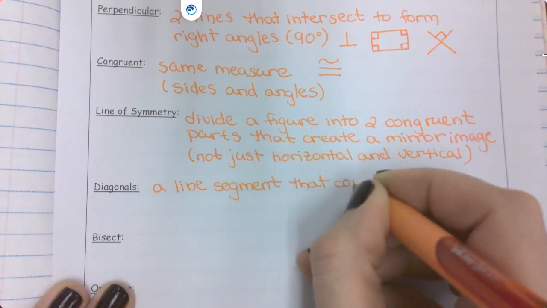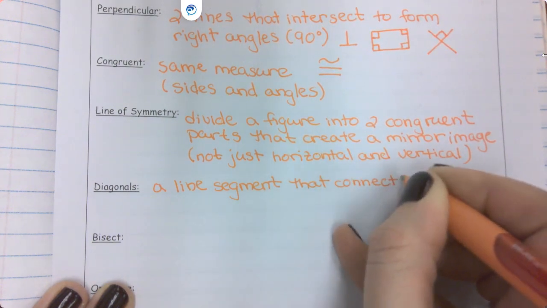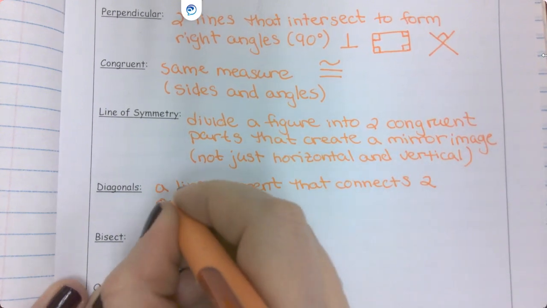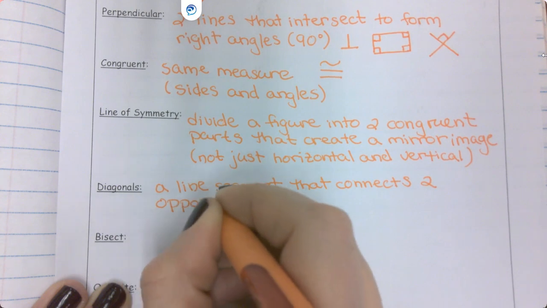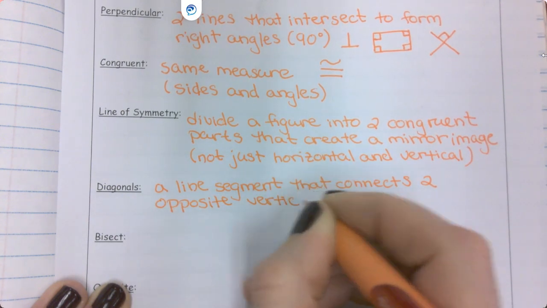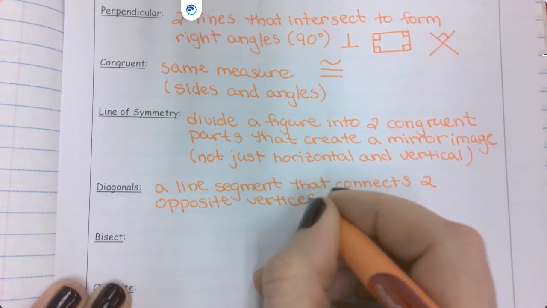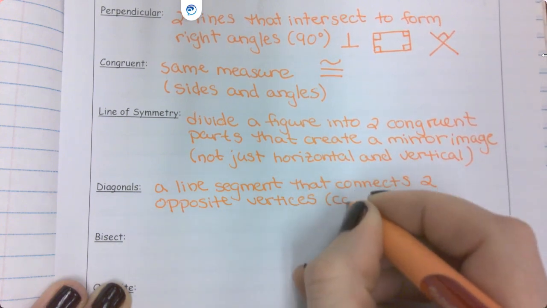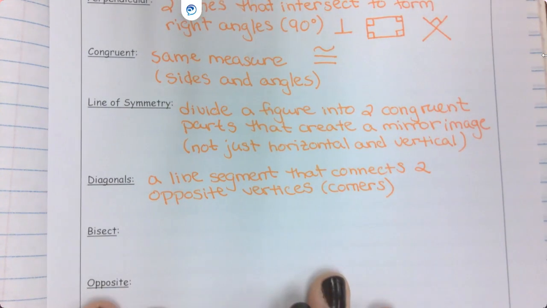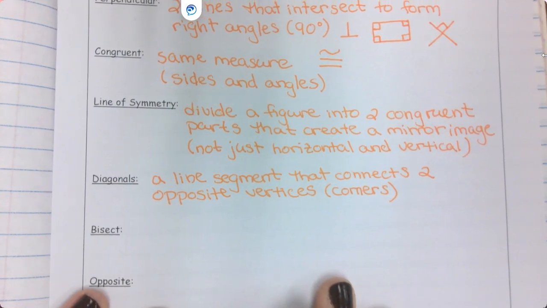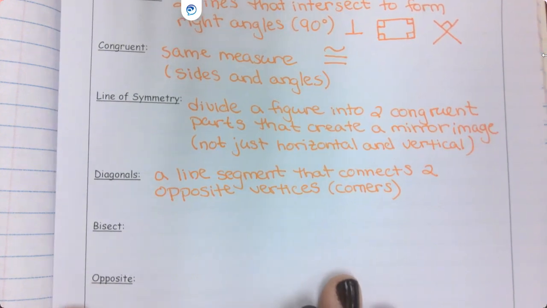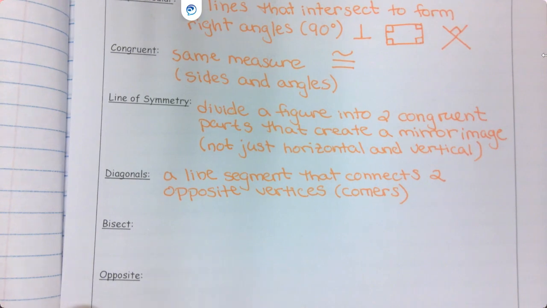that connects two opposite vertices, which are basically the corners of your shape. So I'll put that in parentheses. So a line segment that connects two opposite corners or two opposite vertices. They're the lines that go diagonally through your shape, basically.